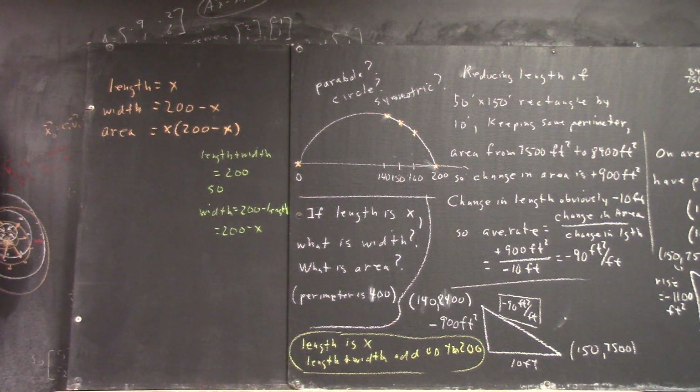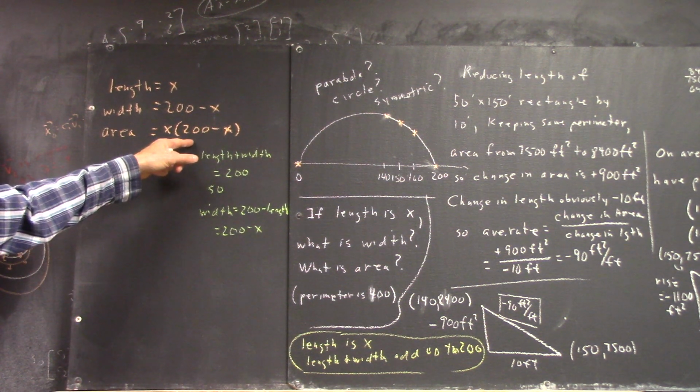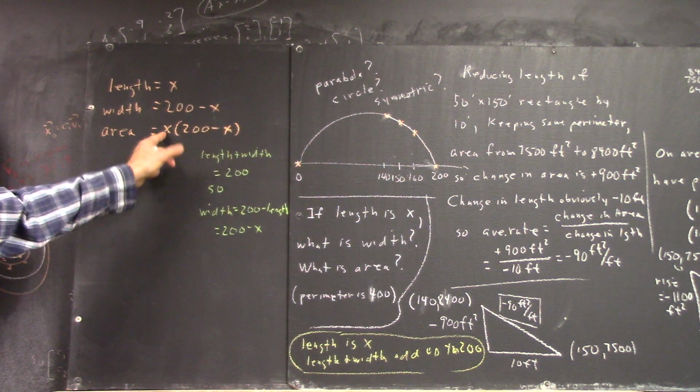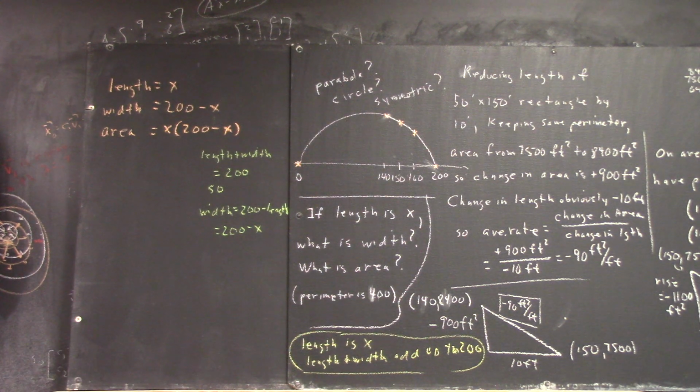What are the x-intercepts? 200. 200 is one of them. What's the other one? 0. Yeah. If x is 0, this is 0. If x is 200, this is 0, right? If this is 0, the whole thing's 0. If this is 0, the whole thing is 0. Okay? Just some graphing factor polynomials a couple of weeks ago. Okay? So there's your area.